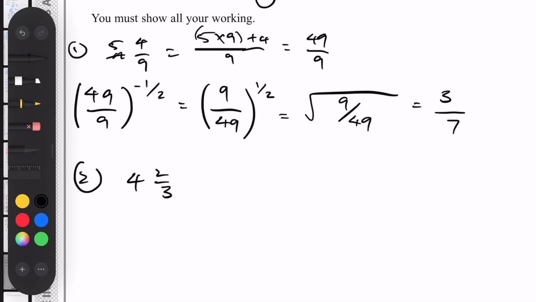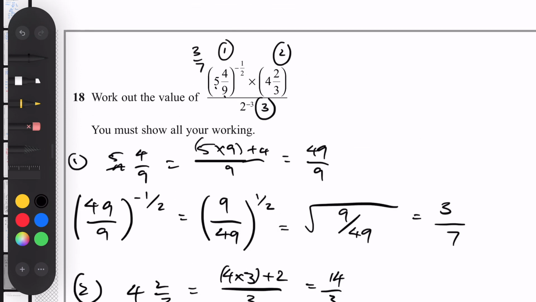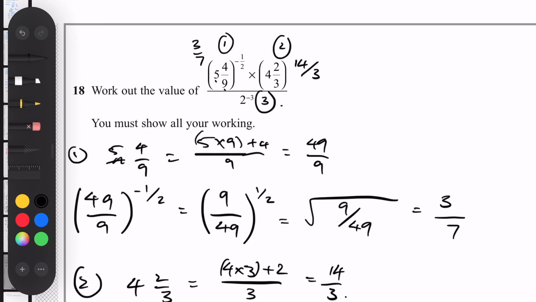Part 2, 4 and 2/3. So likewise, we do 4 times 3 on the top, add the additional 2, and then it's divided by 3. 4 times 3 is 12. 12 added to 2 is 14, so 14/3. Right, we'll sort out that 2 to the power of minus 3 in just a minute.